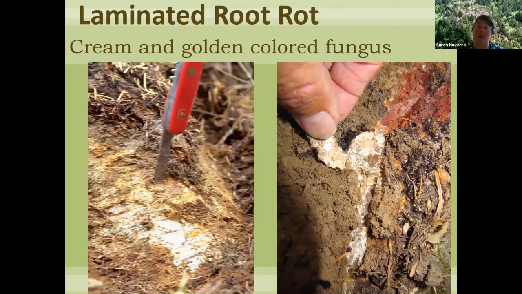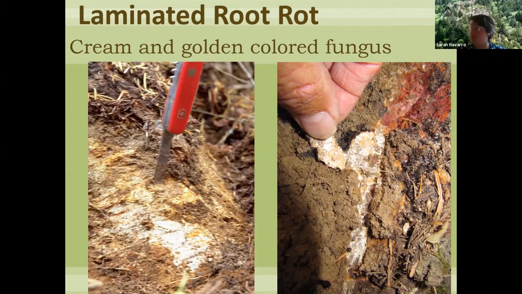So some characteristics, some signs of this disease. In pathology terms, we think of signs and symptoms. Signs of a disease are the actual fungal fruiting bodies, so how you can identify it, and symptoms are the effects that it has on the trees. So signs and symptoms are important in disease management.